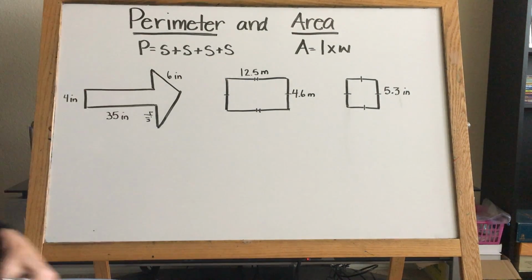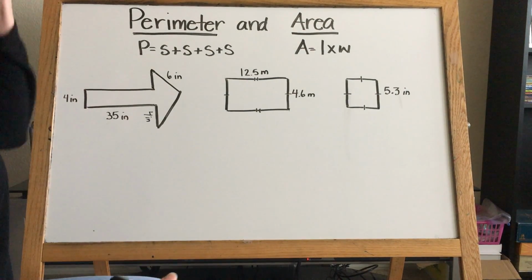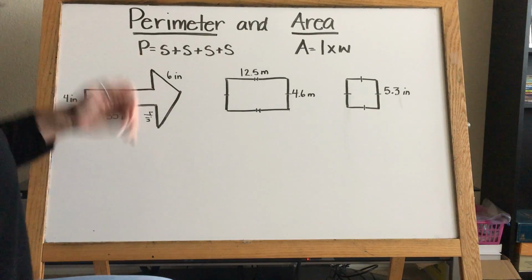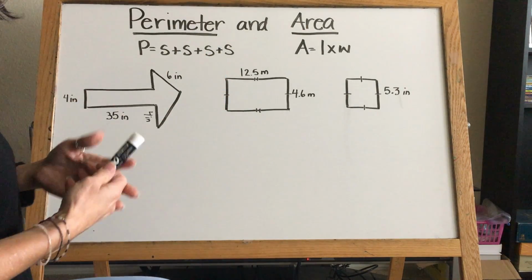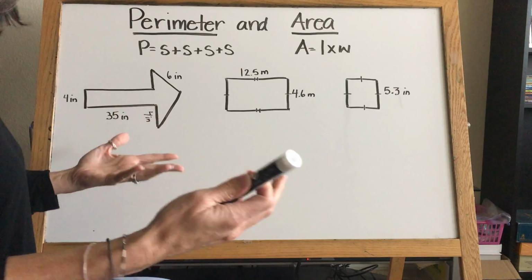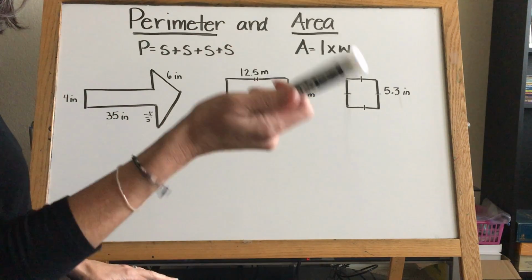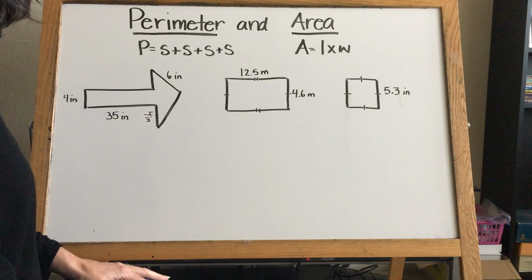Okay, we're going to talk about perimeter and area. There's going to be formulas. It's best that you memorize them. If not, they're always going to be on your formula chart, so you can always look it up if you need to.